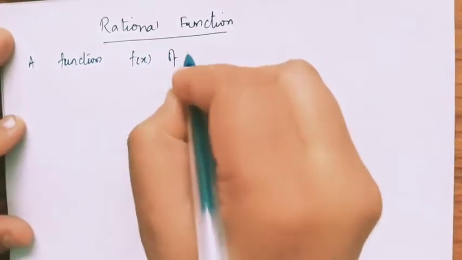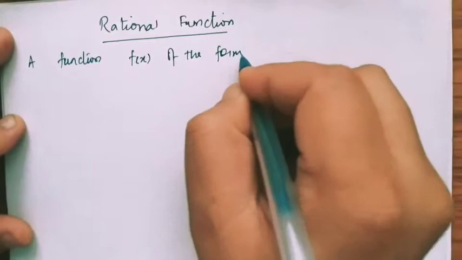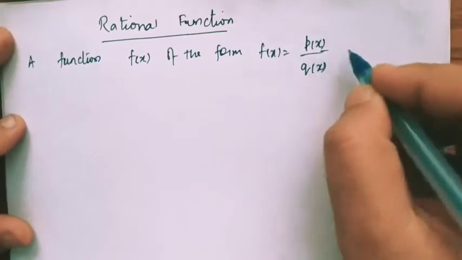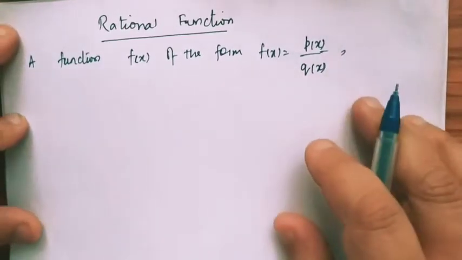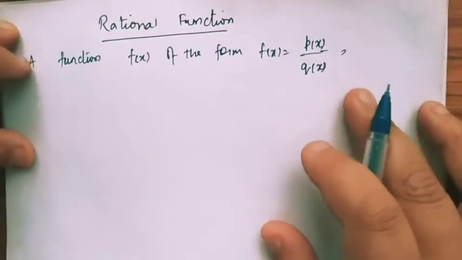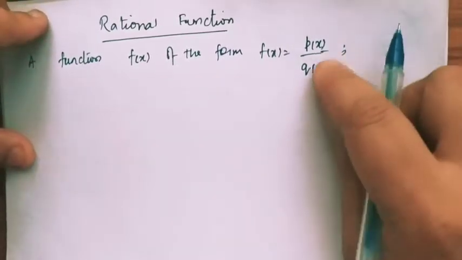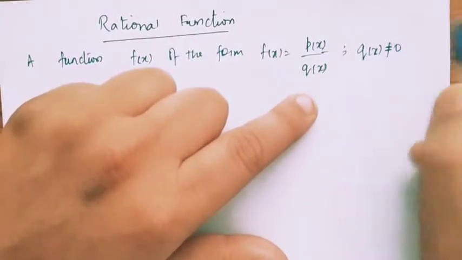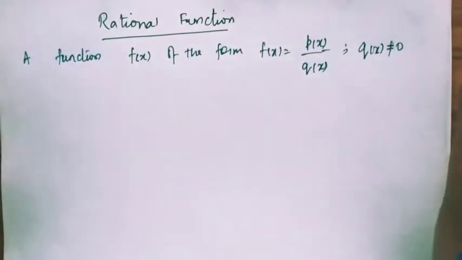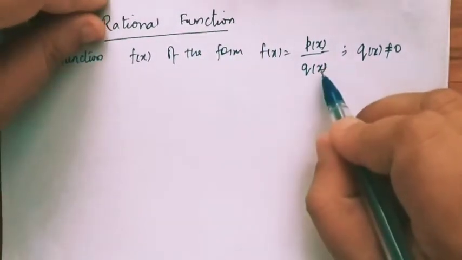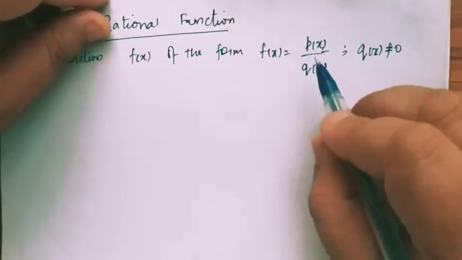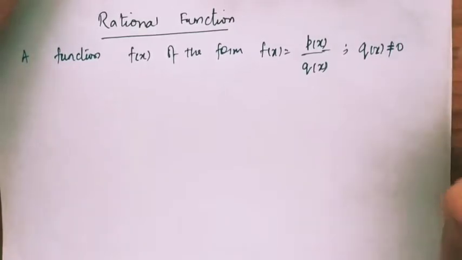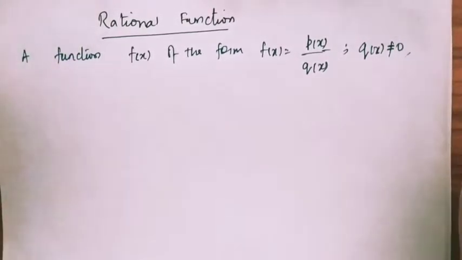f(x) of the form f(x) equal to p(x) upon q(x), where p(x) and q(x) are polynomials. Whenever you write a numerator upon a denominator, always put a restriction that q(x) should not be equal to 0, because the values for which the denominator is 0 must be excluded from the domain. We will look at that by selecting one example, just to define first what a rational function is.